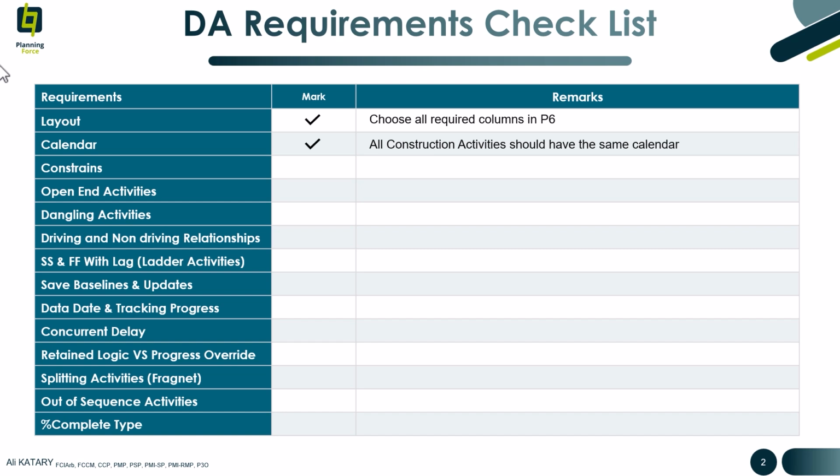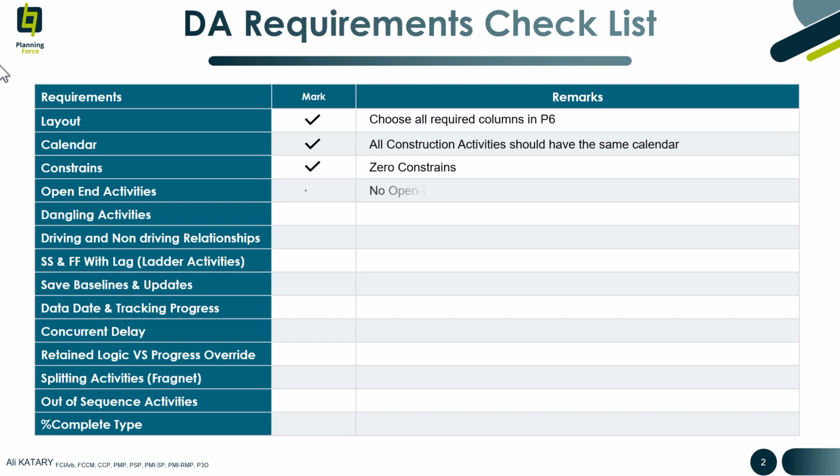Constraints. It's preferable to avoid using constraints in the time schedule, as they can impact the schedule's logic, critical paths, and longest paths. You can use a must finish by constraint at the end of the project. And also you can use finish on or before constraints for contractual milestones during the project duration.